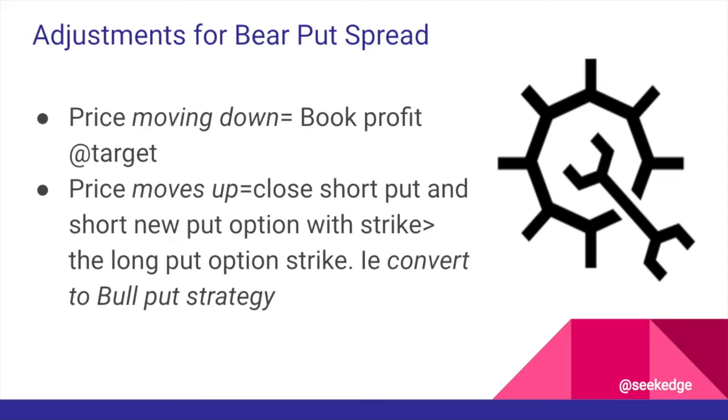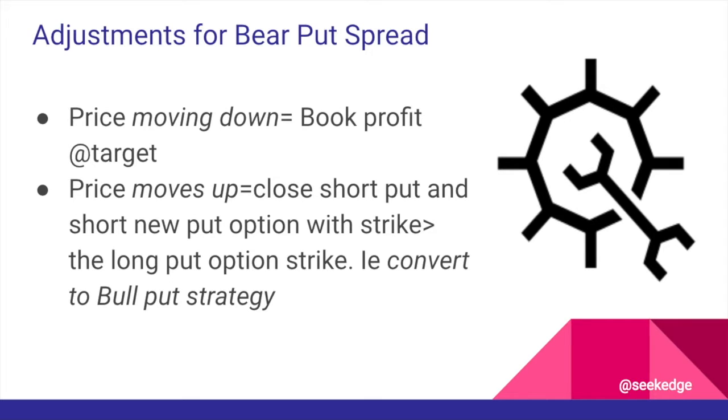How do you do that? We'll close the profitable short put, and then we will short a new put with a strike that is greater than the other leg, which is the long put position, right? So please go and refer back to the bull put strategy. You'll understand. Basically, our view has gone wrong. So now, in order to reduce the loss, since we are assuming that our view has completely failed and the market is going the opposite side and it is shooting up.